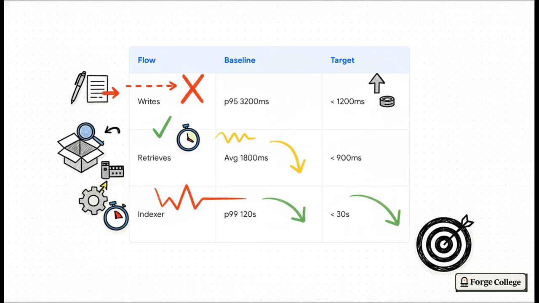For archival retrievals, let's say pulling media from permanent storage takes about 1,800 milliseconds on average. Well, we need that P95 to be under 900. And for indexer updates, seeing a 12-second lag during a stress test is a massive red flag for real-time feedback. We need to get that under 30 seconds. If you don't write these targets down in ink, you are essentially flying blind.